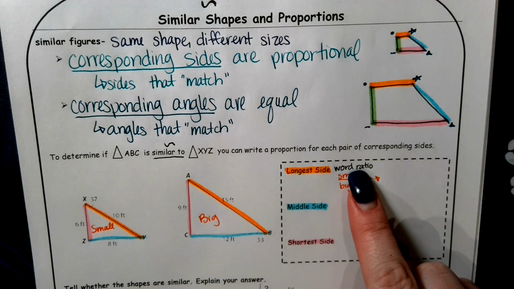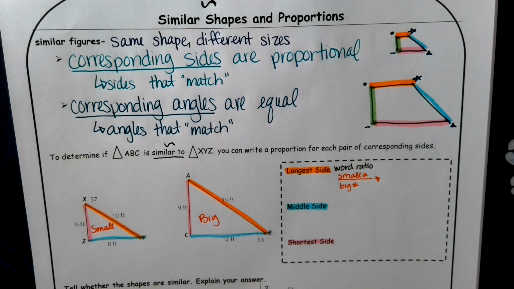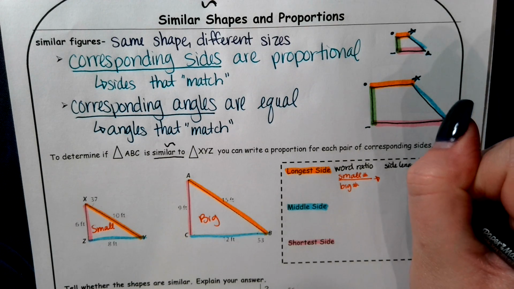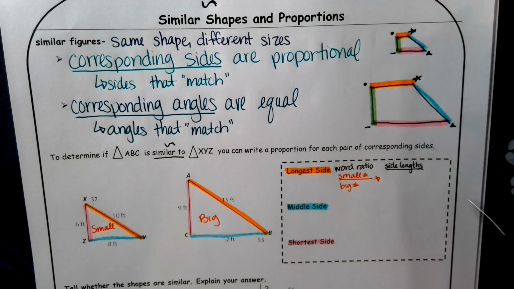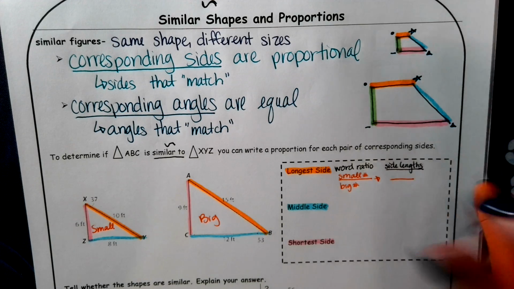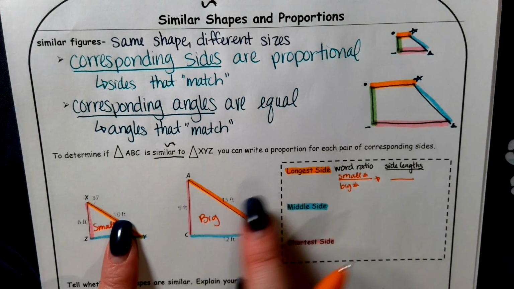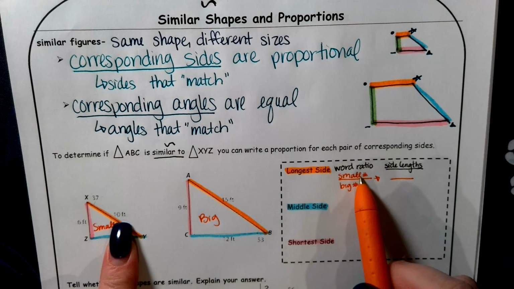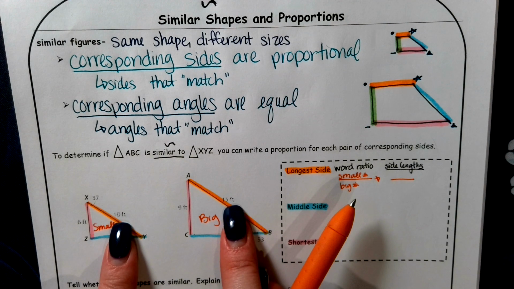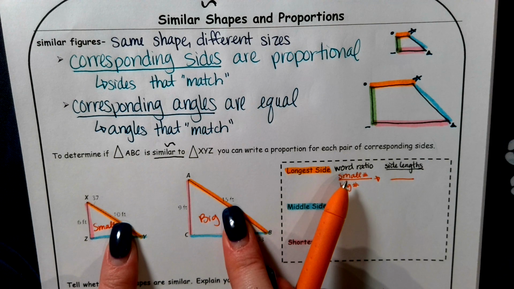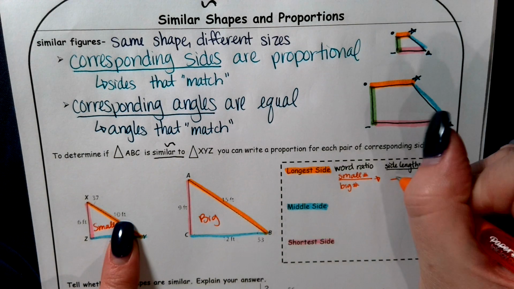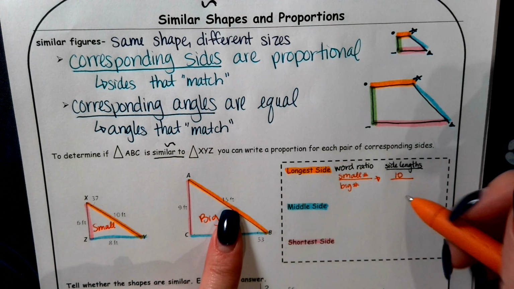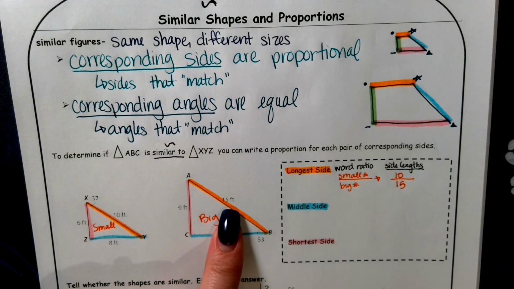Now that we have our word ratio down, we're going to want to fill in the side lengths. So I'm going to look at my long sides, my 10 and my 15. I said I want the small shape's number on top first. What's my small shape number? 10. 10 is my small number for my longest side. 15 is my big number from the bigger shape.